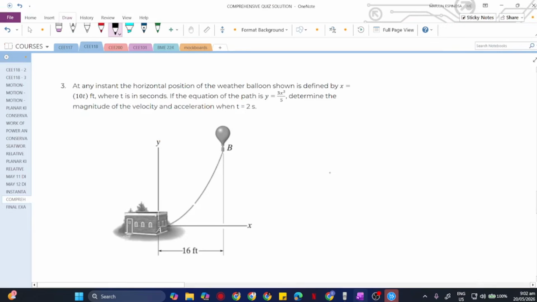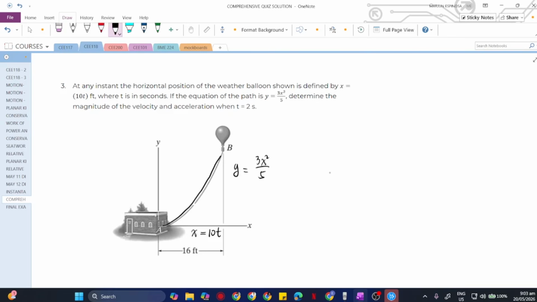Okay. So, in this problem, this is part of curvilinear motion, since our object, the weather balloon, is moving in a seemingly curved path. Our x is changing with time, which is 10t, and then our y is also changing with position, which is 3x squared over 5. Changing with position siya, no?